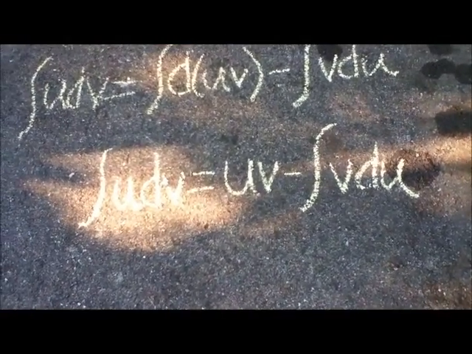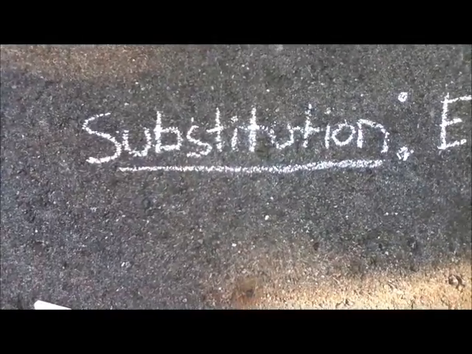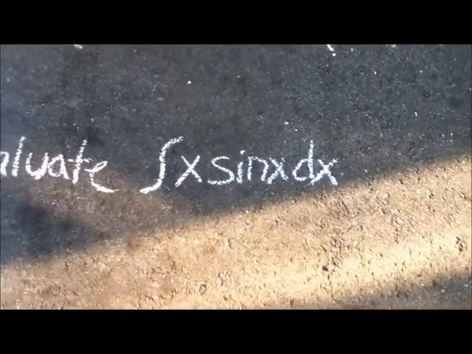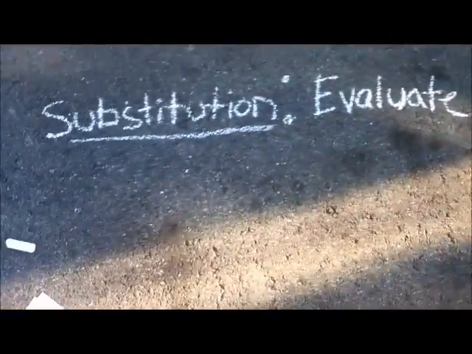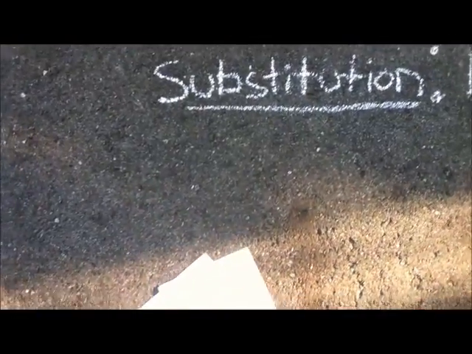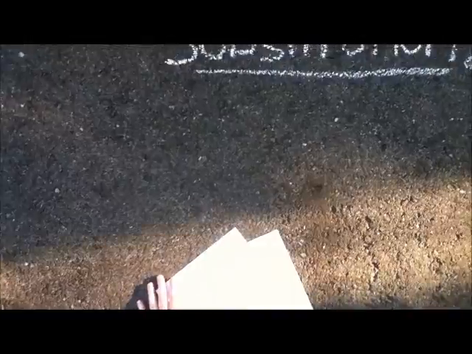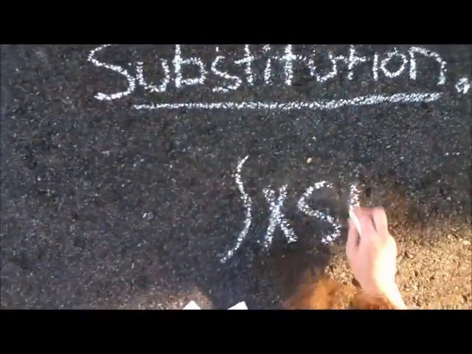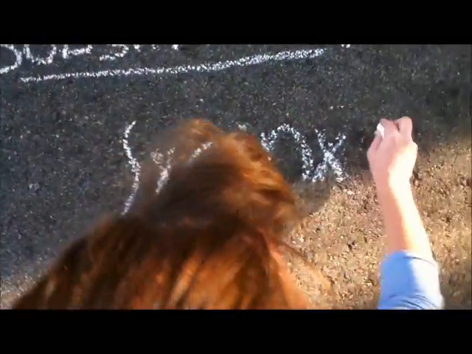Now go ahead and pause the video and take notes on what just occurred. So we're going to work on substitution. We're going to evaluate the integral of x sine of x dx. Now, when we integrate this integral, we have to choose which function, the x or the sine of x, to be u or v.